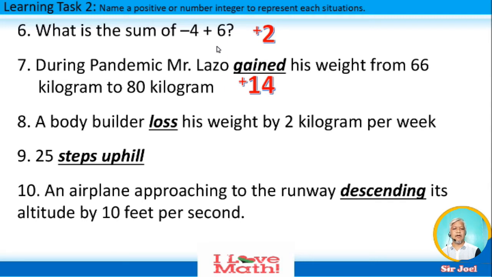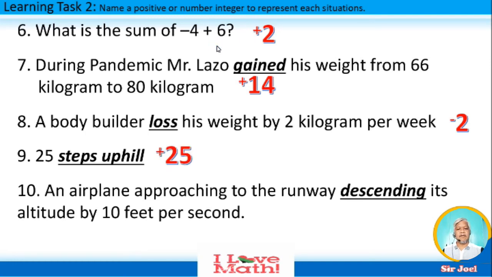A bodybuilder lost his weight by 2 kg per week. The word loss indicates what? Negative. So, negative what? Negative 2. Kasi lost his weight by 2 kg. Okay? Next, number 9. 25 steps uphill. Stepping uphill. Up. So, therefore, that indicates what? Positive. So, ang sagot sa number 9 is positive 25.